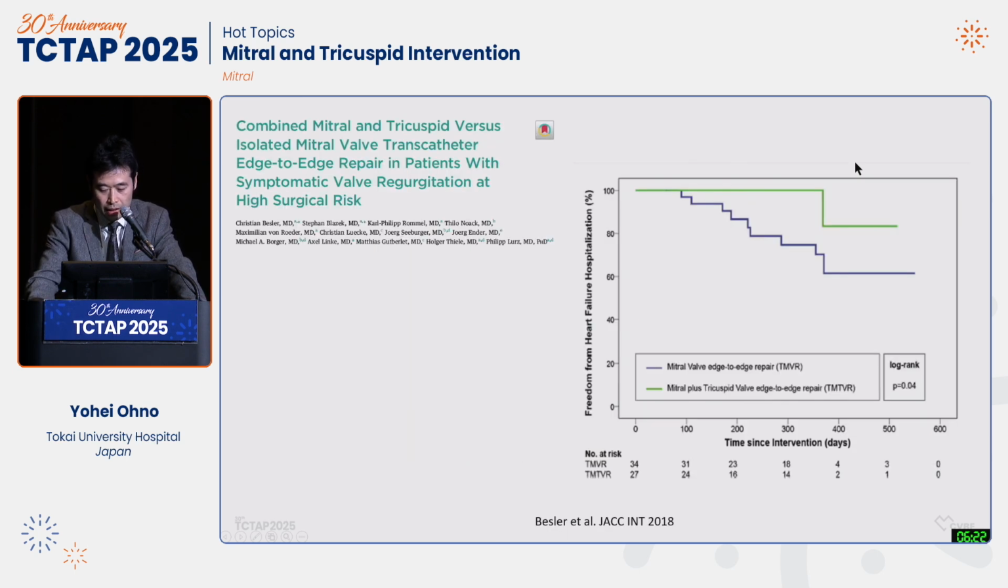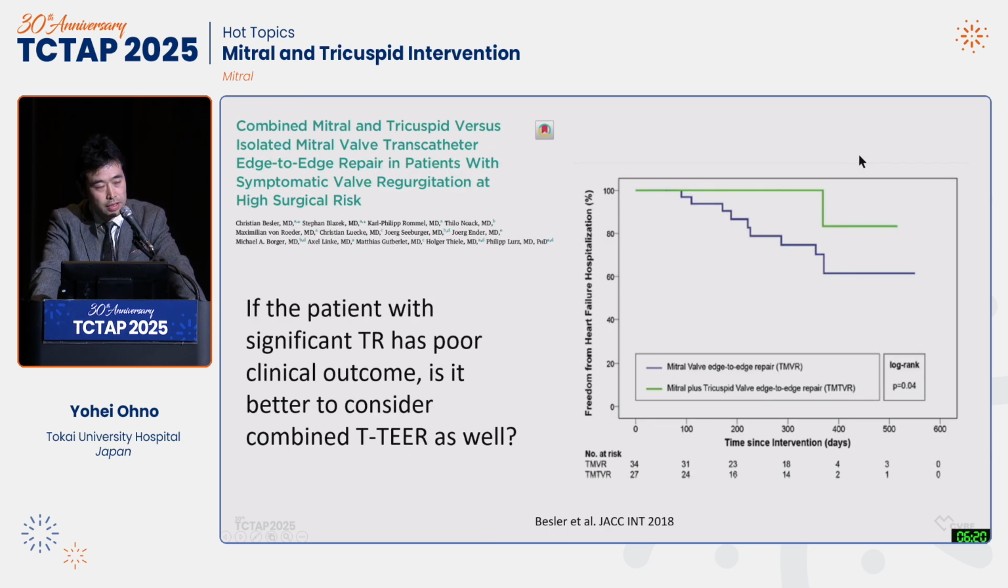With this clinical question, if patients with significant TR have poor clinical outcome, why not do a combined tricuspid TEER as well? Some of the data suggests that a combined mitral and tricuspid TEER approach has a better clinical outcome. Although, like shown in this case, a limited number of patients still cannot give a robust conclusion.